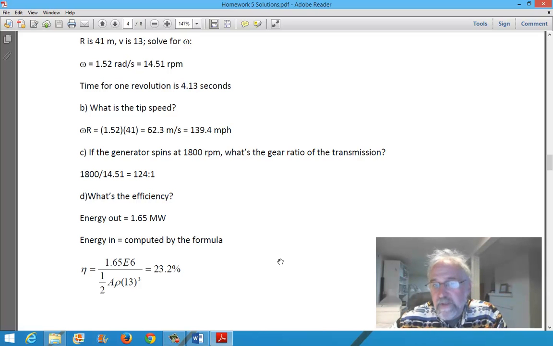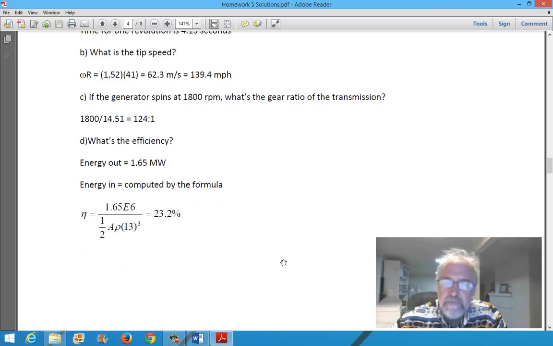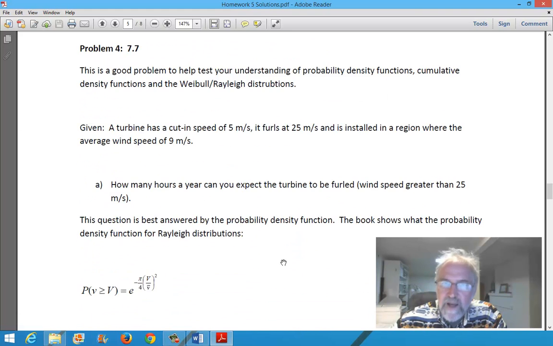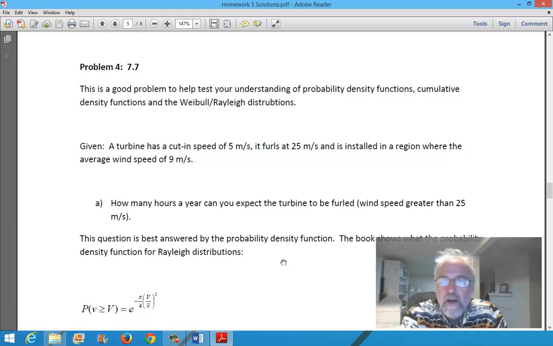Keep in mind the Betz limit. The Betz limit would apply to this calculation. So if you do this kind of calculation and end up with something over 59%, you've got a mistake somewhere, because it can't be any higher than that. Okay, moving right along. Problem 4.